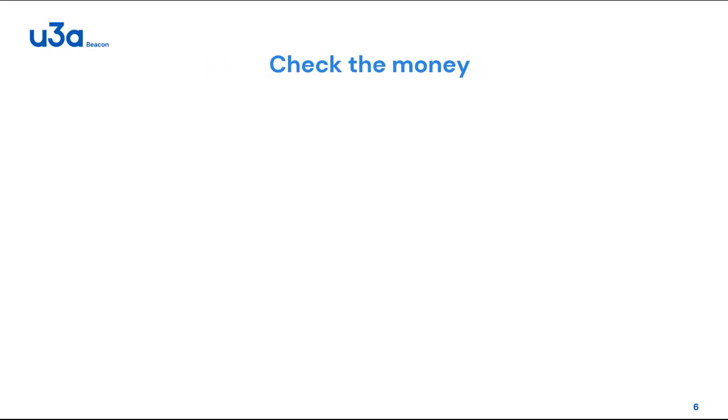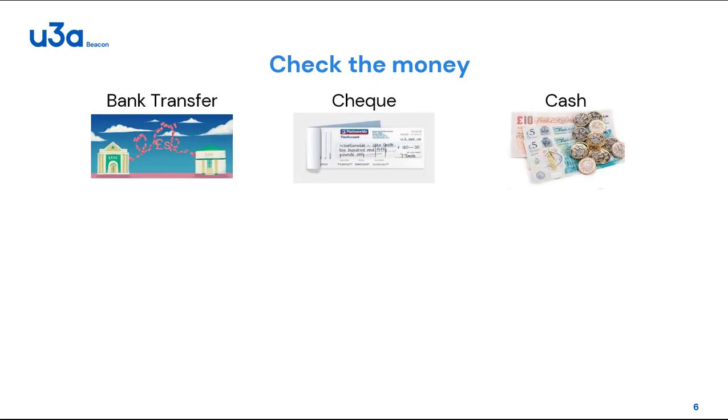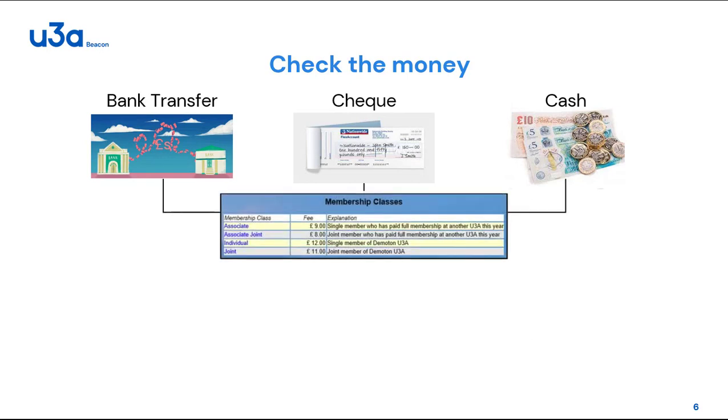One last check before you process the renewal. Make sure the right amount of money has been received. Regardless of whether you receive the money by bank transfer, cheque or cash, the correct amount is determined by membership class. If paying by bank transfer, has the correct sum been received in the U3A's bank account?